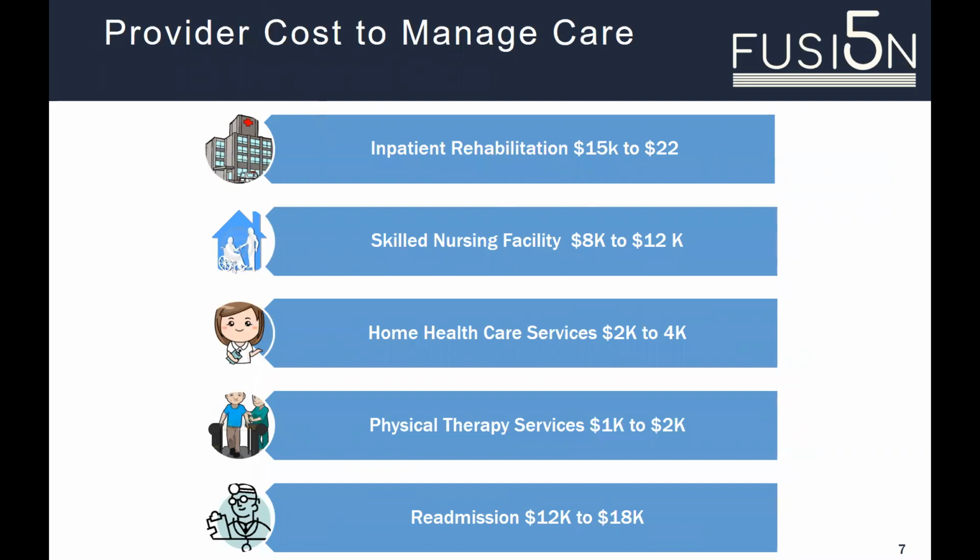Someone in the skilled nursing facility, that possibly is an $8,000 to $12,000 stay. Home health services typically we're running $2,000 to $4,000. Physical therapy services can be somewhere in between $1,000 and $2,000, and then in the worst case scenario, readmissions are somewhere in between $12,000 to $18,000. And so when you stack those costs on top of the acute care cost, you really begin to get a picture of how expensive some of these post-acute care types of facilities can be to this patient population.